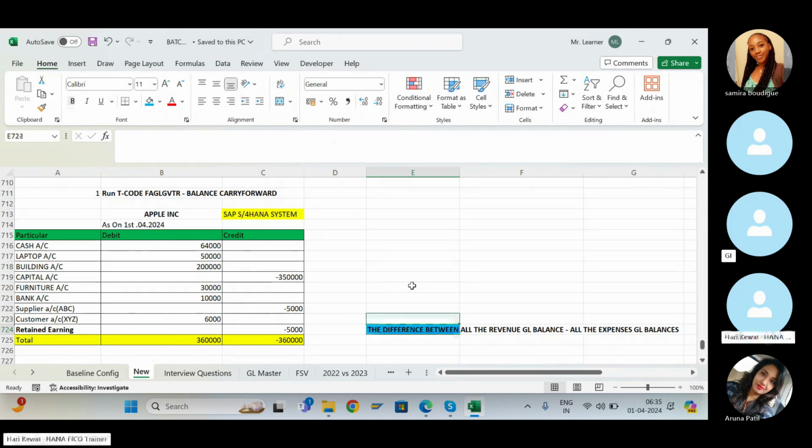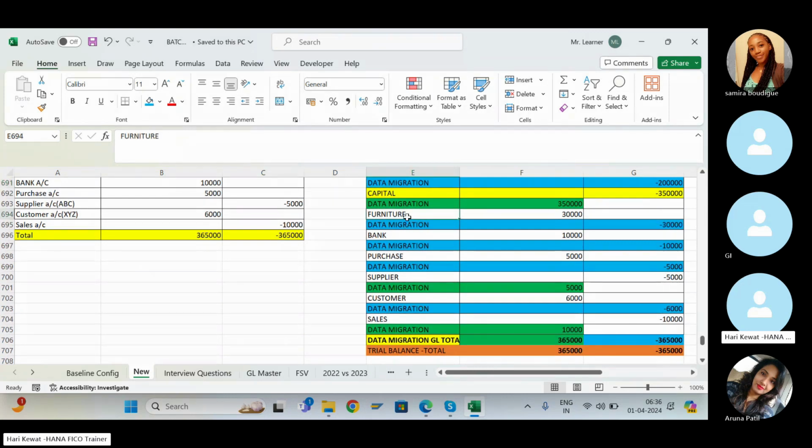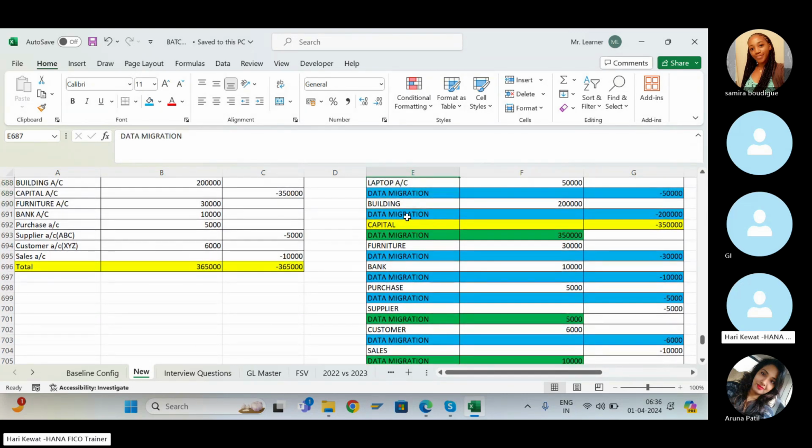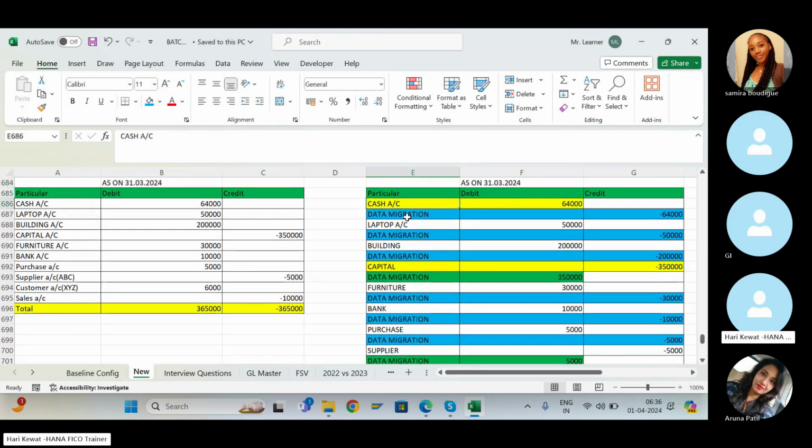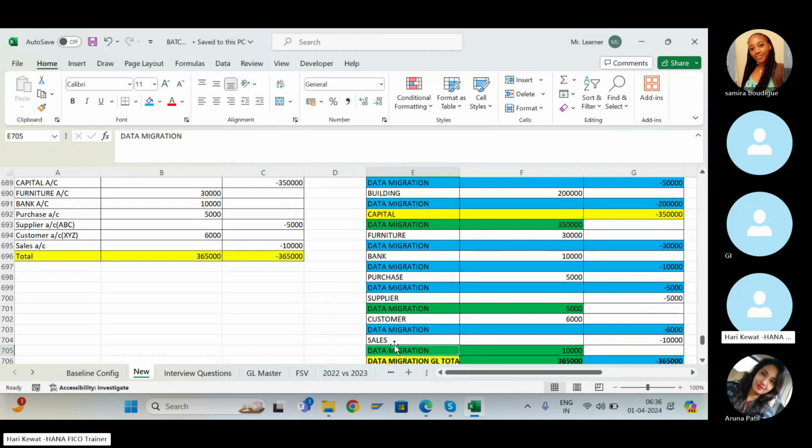Here SAP will automatically find it, you no need to find. But here you need to find out which of these is the PNL GL. Cash account is not PNL GL, data migration is not PNL GL. So you find like this. Here this is the PNL GL, 5,000 rupees. Here sales is also a PNL GL. So now the difference between this 10,000 and 5,000 will go into the retained earnings account. Is it clear? You got it now? Yes.